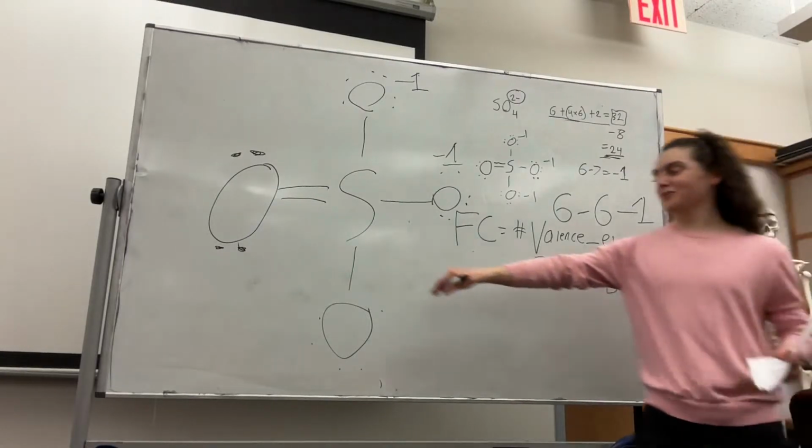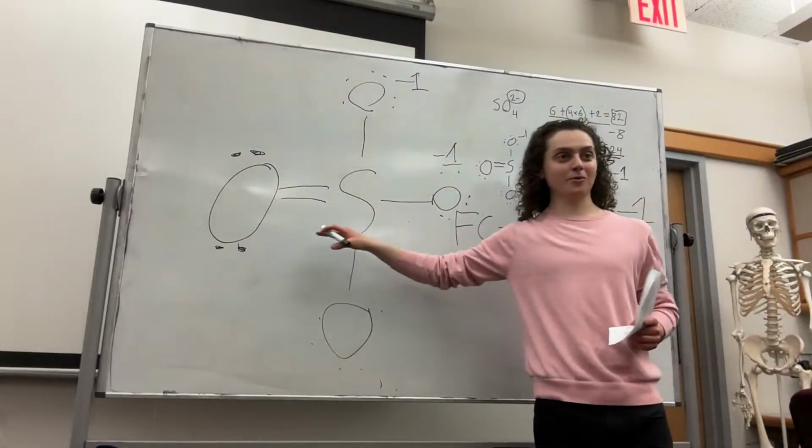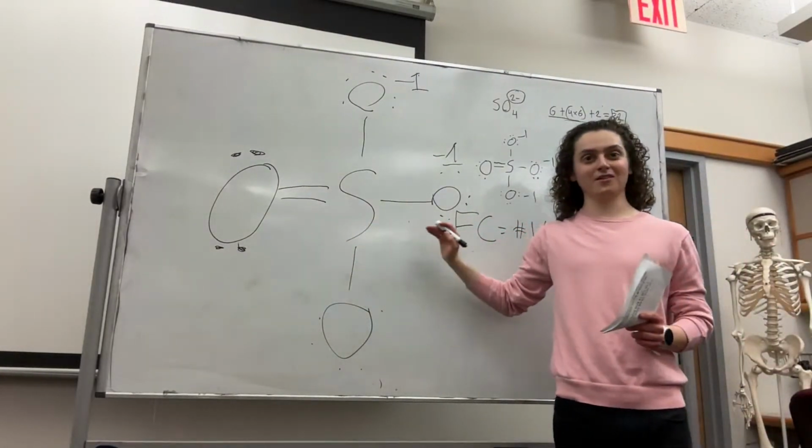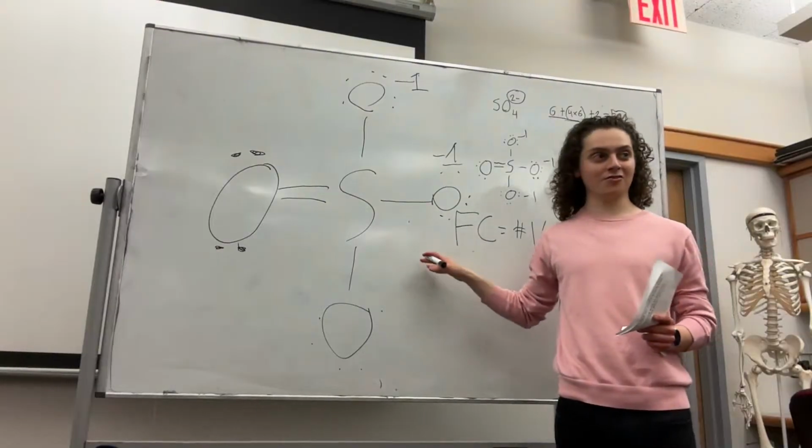Okay, yeah. What would be the formal charge on that oxygen using our formal charge equals valence electrons minus lone pair electrons minus bonds?